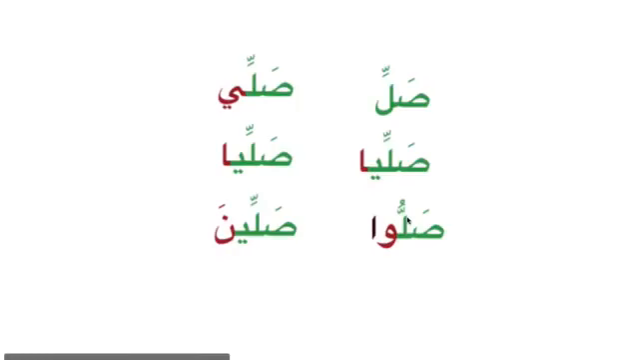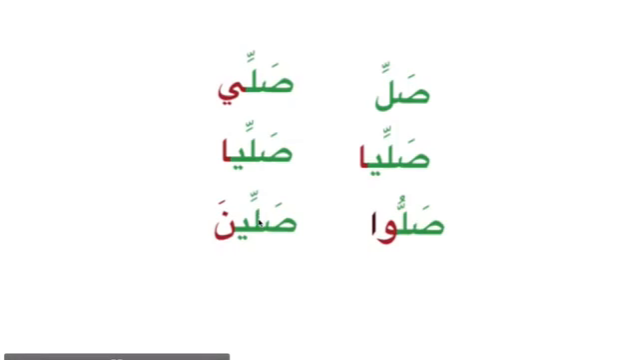So salliya, sallu. Dhamma again we need to know because kasra and waw are not compatible. That's why we got sallu. Salli with ya is anti. Salliya, sallina. And how do we make ism maf'ul?